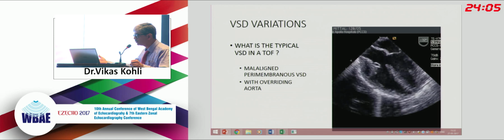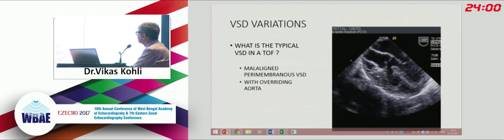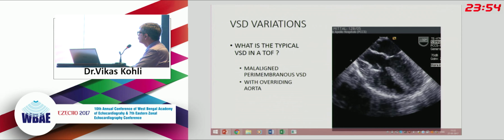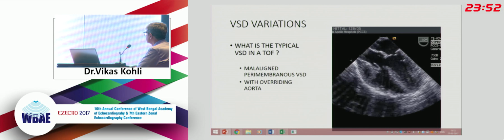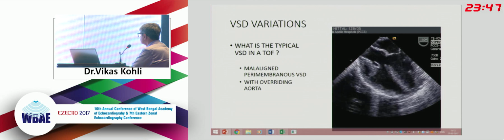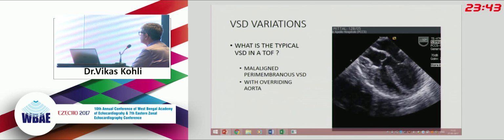So, Dr. Dhrito, this is all yours. So, VSD in tetralogy of Fallot is most commonly perimembranous VSD, but because there is a deviation of the anterior conus, it is a malaligned VSD as well. So, classically in tetralogy of Fallot, it is a malaligned subaortic VSD. It is usually a perimembranous VSD just below the aortic valve.